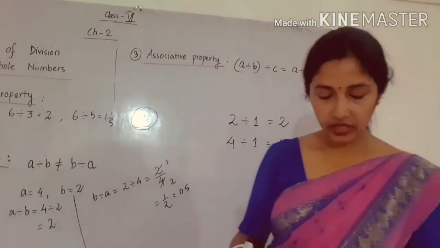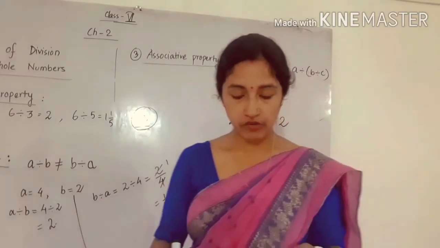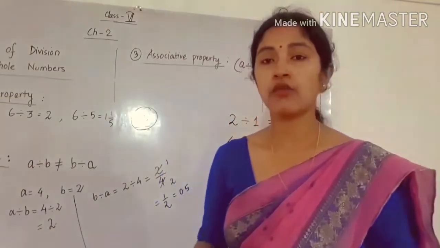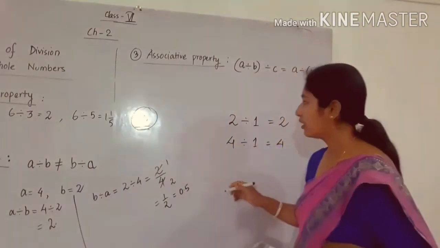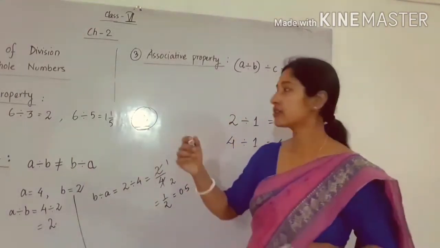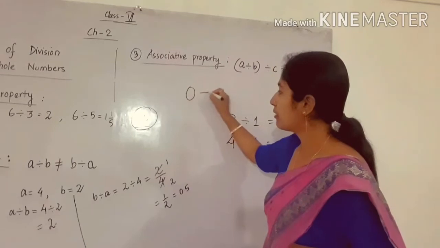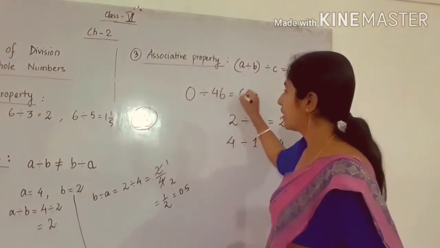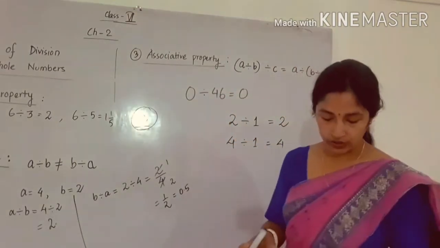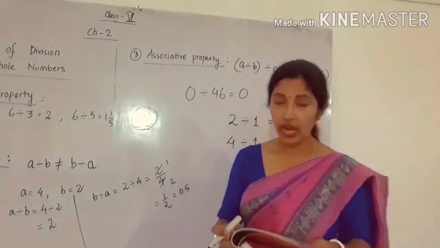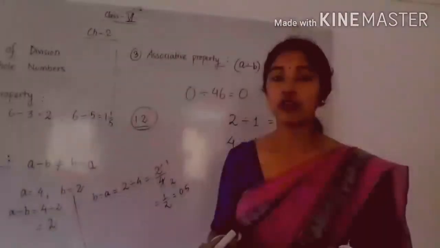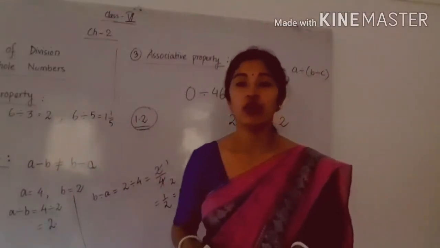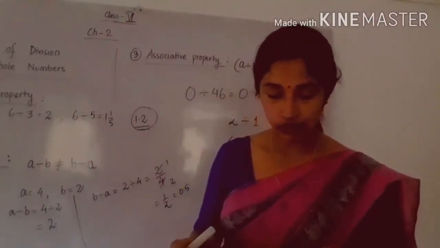The second property: if 0 is divided by any whole number, the result will always be 0. That means if you take any whole number, suppose 46, then 0 divided by 46 will again be 0. So this is the second property, and there are examples also given. You can read the examples also.